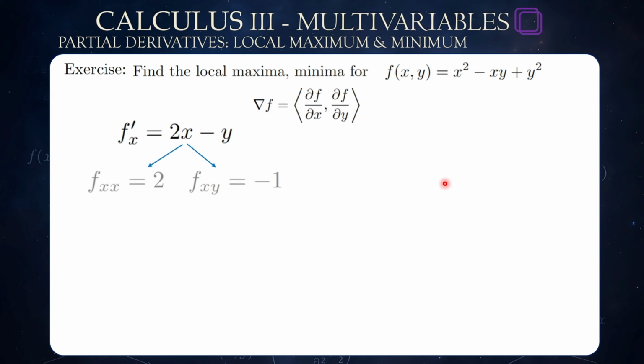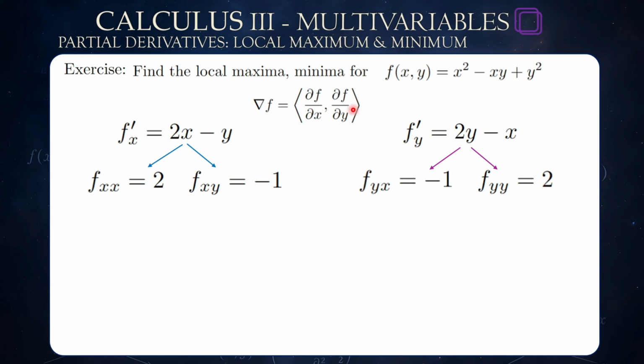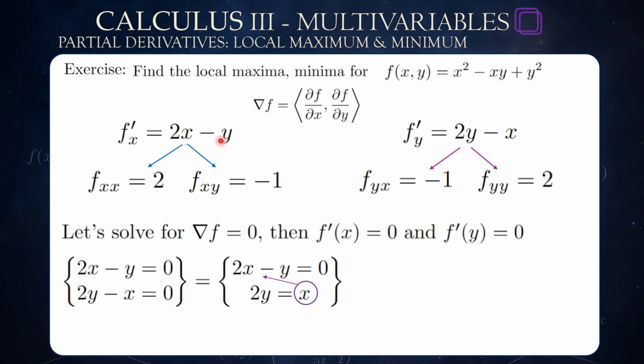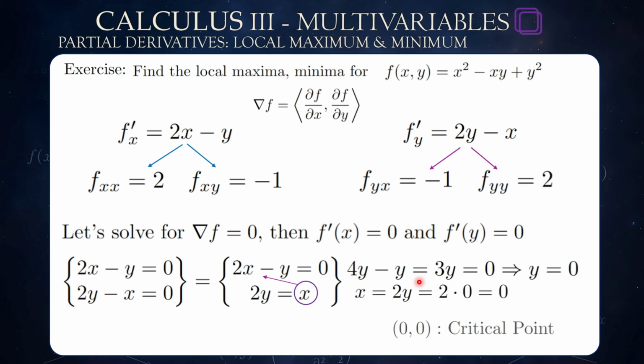Now we have gotten the Hessian matrix and we have already the first derivatives for the function by nabla f, f prime x and f prime y. Let's set both f prime x and f prime y to 0 to get the critical point, the coordinates of the critical point for that function. Solving nabla f equals 0, you have 2x minus y equals 0 and 2y minus x equals 0. 2y equal to x, you replace the value of x in the first equation, so you get 2y minus y equal to 0. Then y equals 0 and x equals 0, that's the critical point.